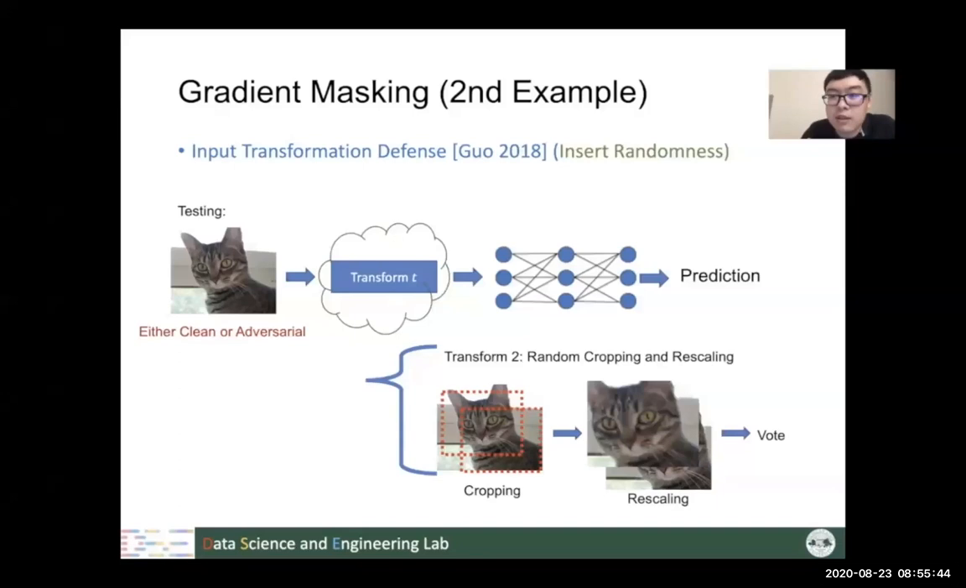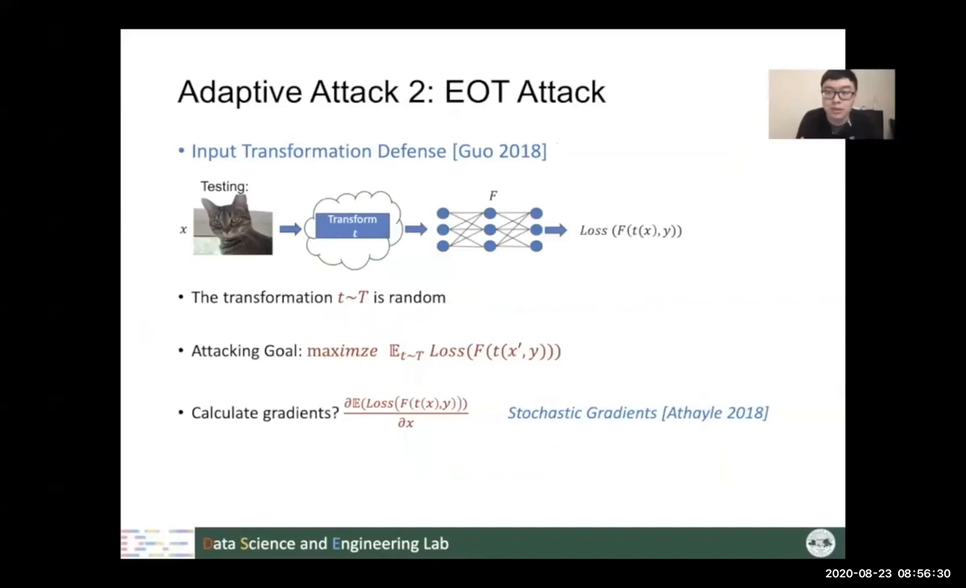They assume that by inserting this randomness, they may have a chance to eliminate the effect of the adversarial perturbation. You can also imagine that even if you do the adversarial perturbation on the original image, you don't know which image will finally be used for the final prediction. So maybe there is still a chance that your adversarial perturbation can fail. In the field of adversarial learning, this gradient masking strategy is called stochastic gradients.